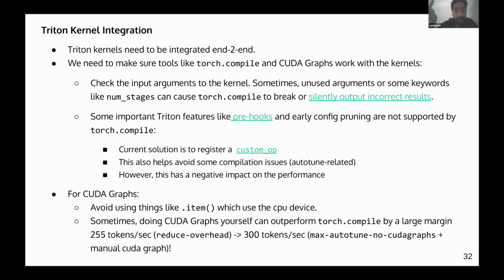So the way that I found is that sometimes doing CUDA graphs yourself can actually run faster than torch compile. For example, I was playing with the example on the H100, and I went from 255 tokens per second to like 300 tokens per second. Instead of doing torch compile reduce overhead, I was just doing torch compile max autotune, and I was just doing CUDA graphs myself, which literally takes like 3 lines of code. So sometimes, if you do CUDA graphs yourself and you know exactly where to do it, it's faster. All right.